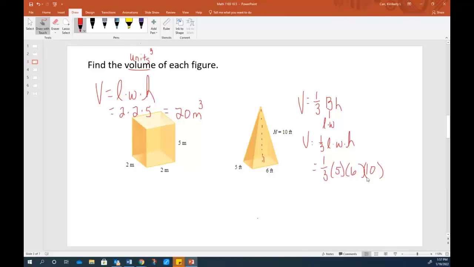The order that you multiply this doesn't really matter, so 5 times 6 is 30. 30 times 10 is 300, and 1/3 of 300 is 100. It's all measured in feet, so I have cubic feet.